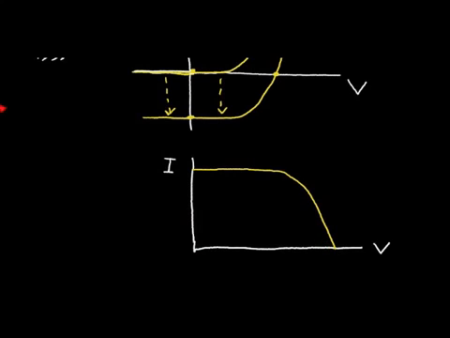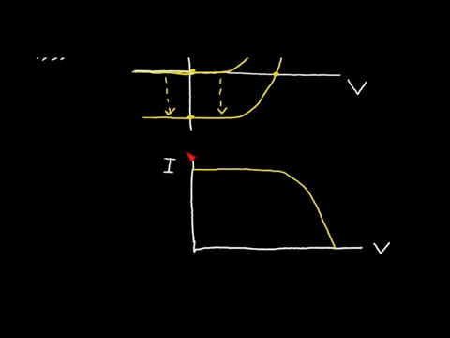Now, if we decrease the light intensity, this curve will move down. So let's undo that. Now, if we increase the light intensity, this curve will move up. It'll produce more voltage and more current.